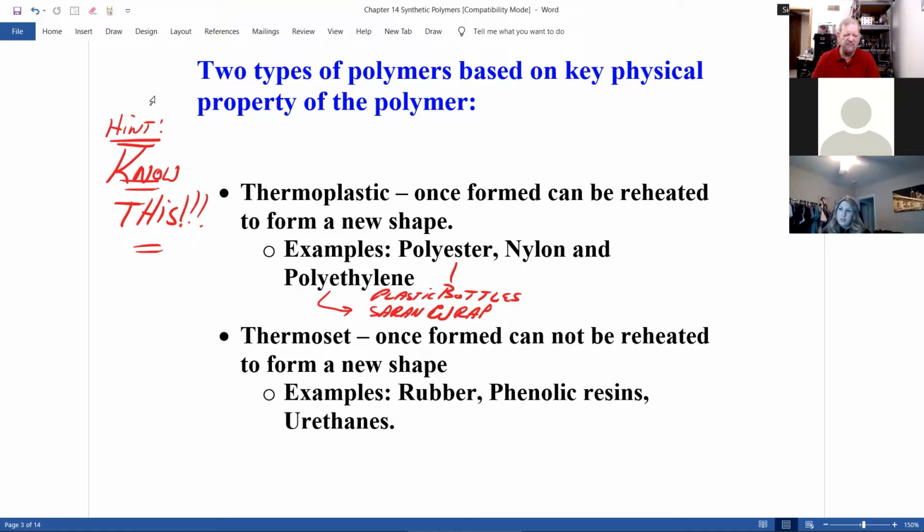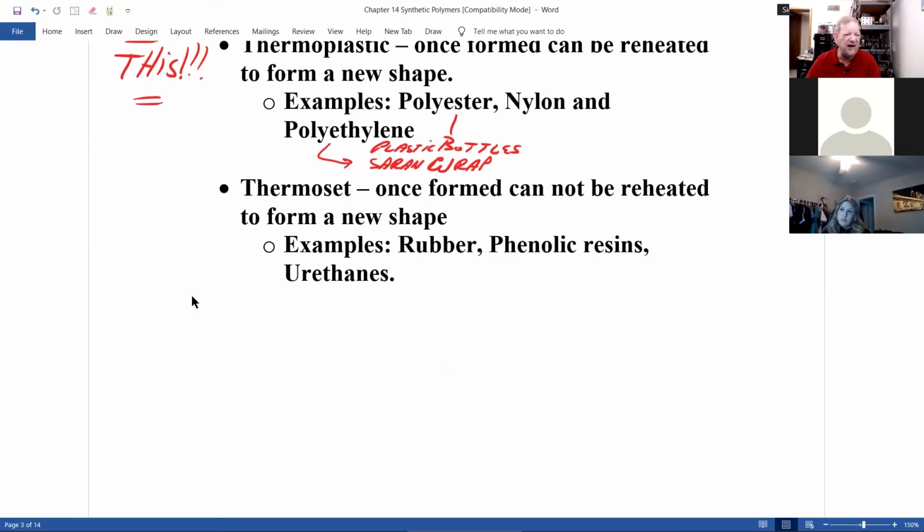Now, the other type is called thermoset. A thermoset, once formed, cannot be reheated to form a new shape. What that means is if you reheat it, it will burn, but it won't melt to allow you to make something new. And what's an example of this?